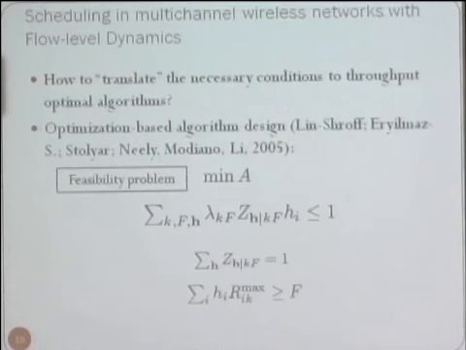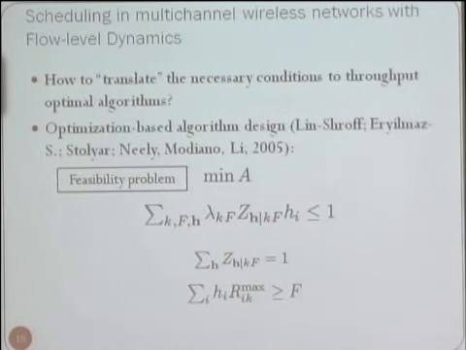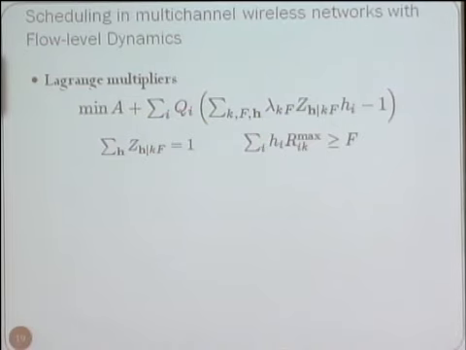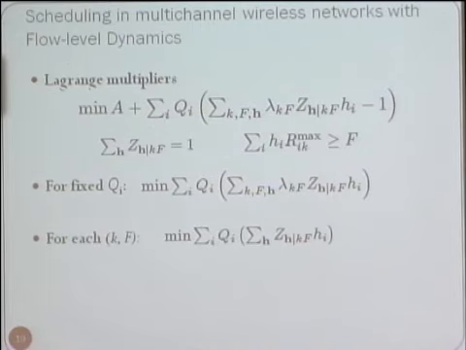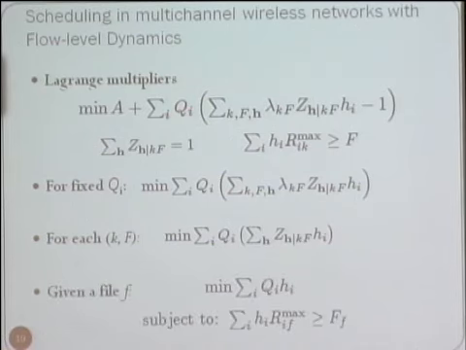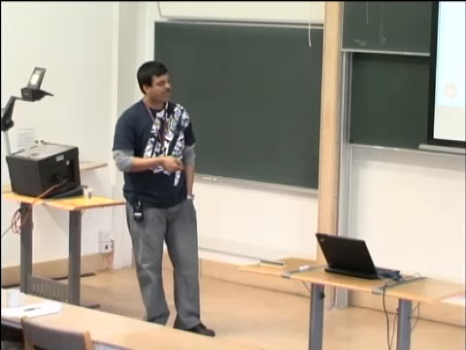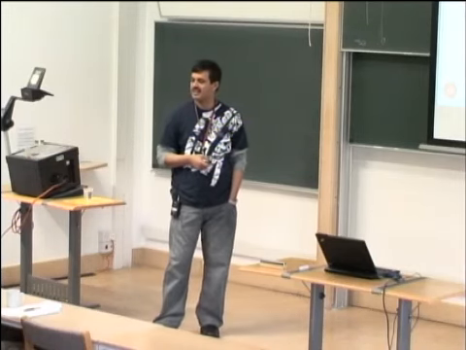What I'm going to do is take this constraint and append it to the objective using a Lagrange multiplier Qi. If you look at this optimization problem, if the Lagrange multipliers are given, it is just minimize Qi times this quantity. This minimization can be carried out for each k and f, and in fact it can be further decomposed into doing it for each file. So the minimization problem actually turns out to be a simple problem, well, I don't know how simple it is, but it allows you to calculate the channel allocation vector ahead of time.